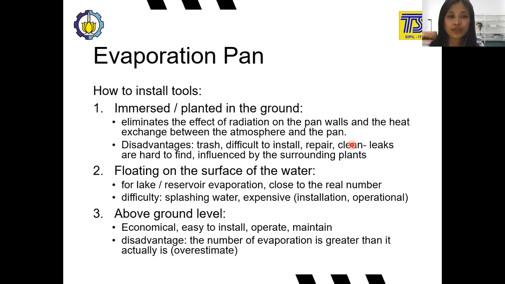And how about putting it above the ground level? Yeah, it is more economical than floating it on the surface of the water. It's easier to install, to operate, and to maintain. But the disadvantage is that the evaporation number is greater than it actually is. So it overestimates the actual evaporation if we put it above the ground level.